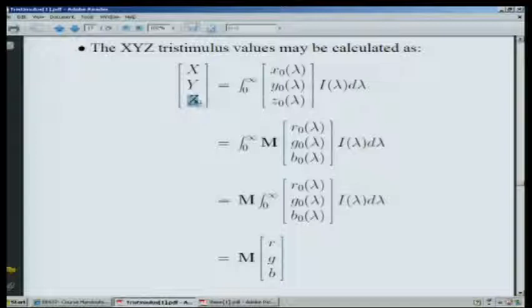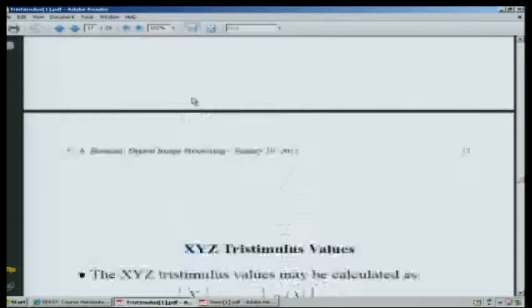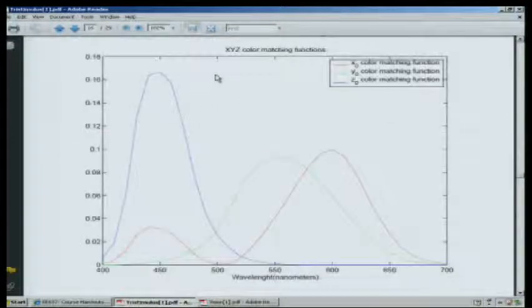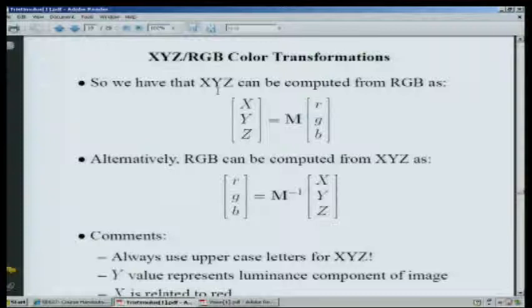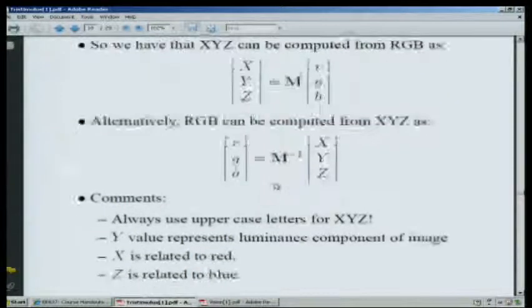So now the question is, let's say I built a camera and I got x, y, z out of it. Now I want to display the image corresponding to this x, y, z output. How do I display it? Well, I have to use the appropriate primaries, right? So let's calculate what the primaries are.